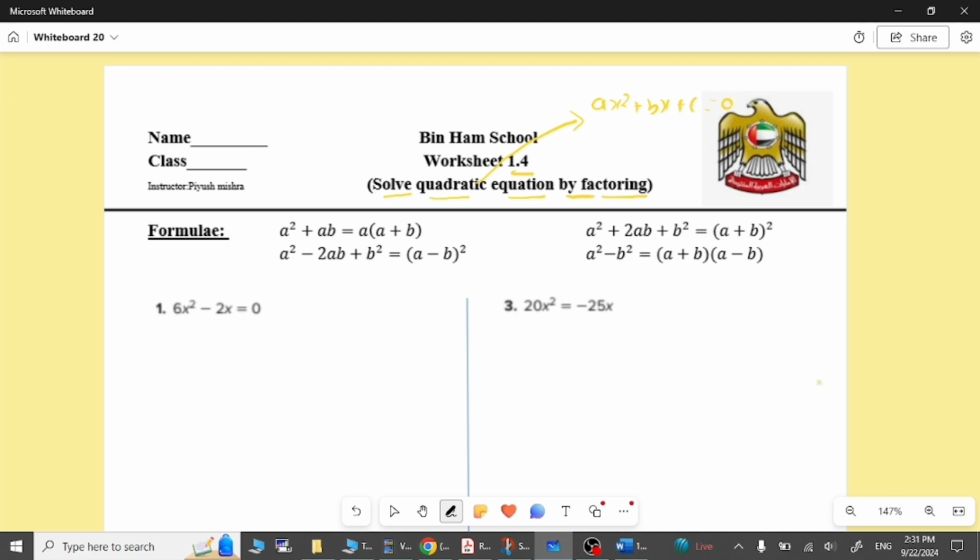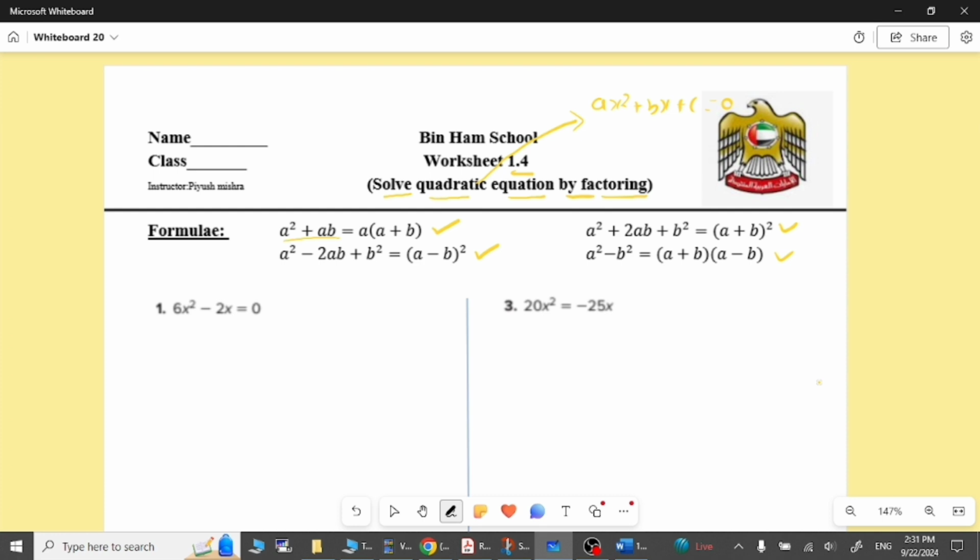In this one we will be using all these formulas. The formula for a plus b whole square is a square plus b square plus 2ab. a minus b whole square is a square minus 2ab plus b square. a square minus b square is equal to a plus b into a minus b. And here you can take common. What common? a is common, a times of a plus b. So the same thing we are going to do.